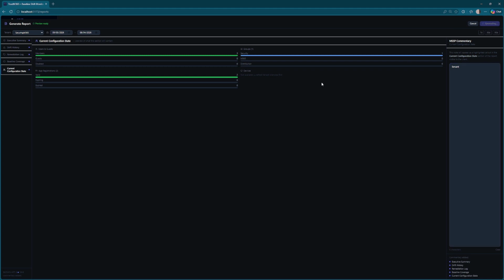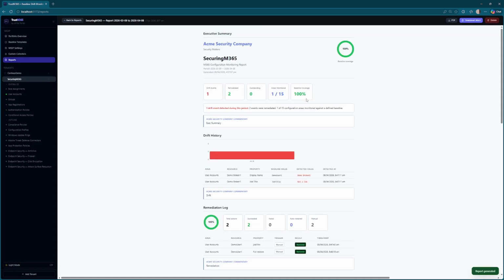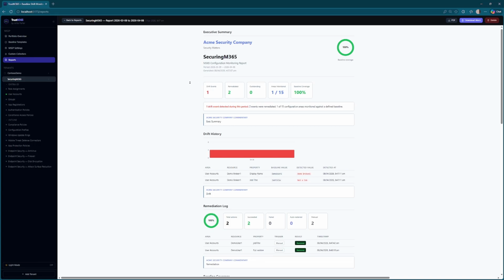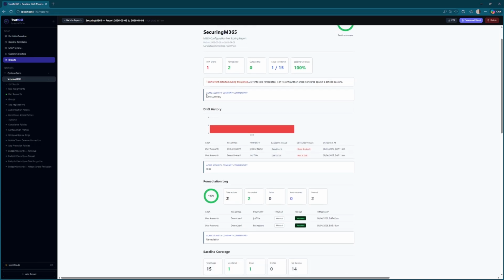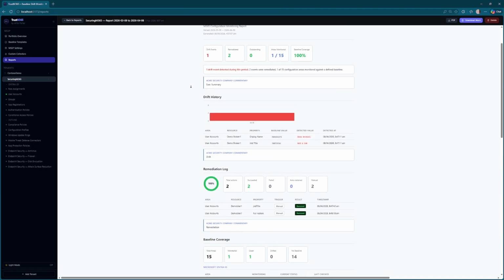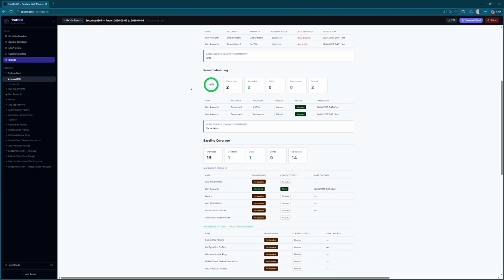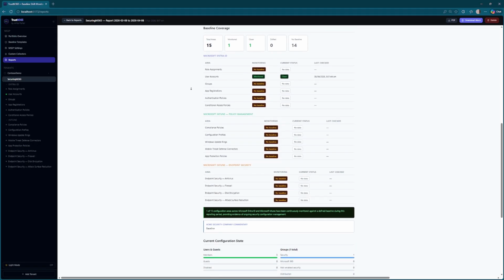Once you're happy, generate the report. You can see here that our Acme security company, security matters, across the securing M365 tenant over the period of time, has recorded the following, adding the MSSP's name to the commentary section, providing you all the information you require.